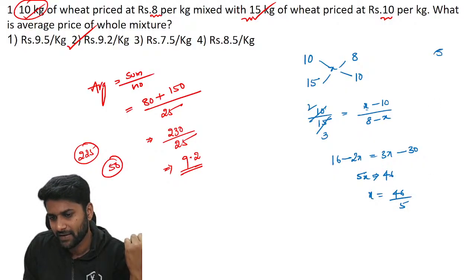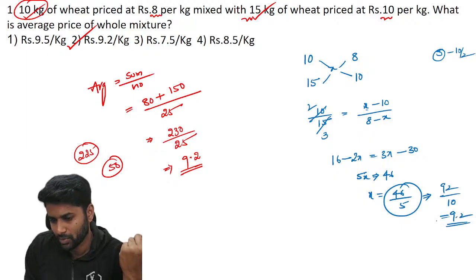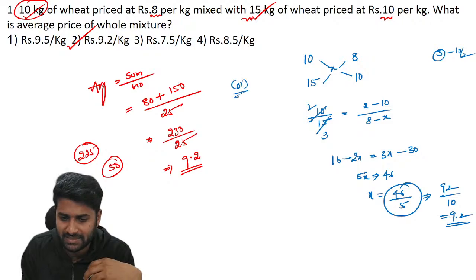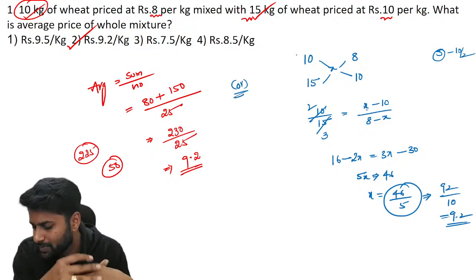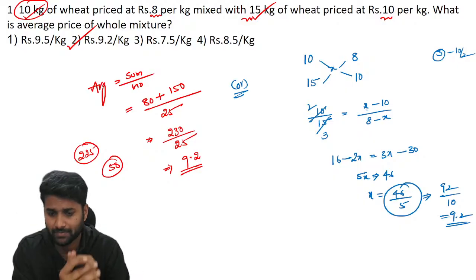Remember that 5 is all about 10 divided by 2. So if you go with further simplification, take 5 as 10 by 2. If 2 is multiplied with 46, it is 92, divided by 10. Then the value becomes 9.2. You can use any method, guys. But sometimes alligation will help you minimize the calculation part rather than the general approach.